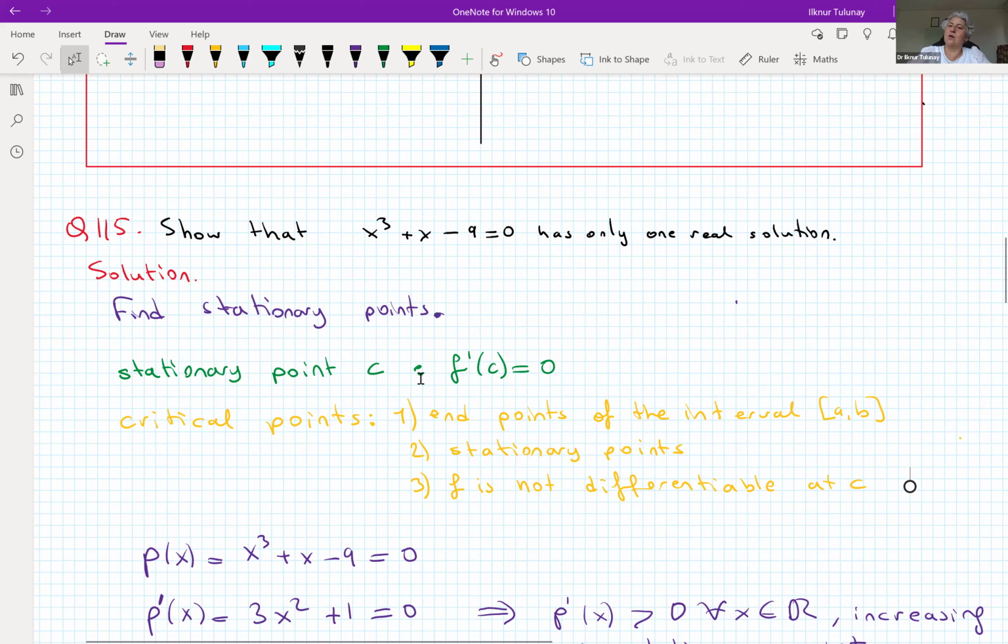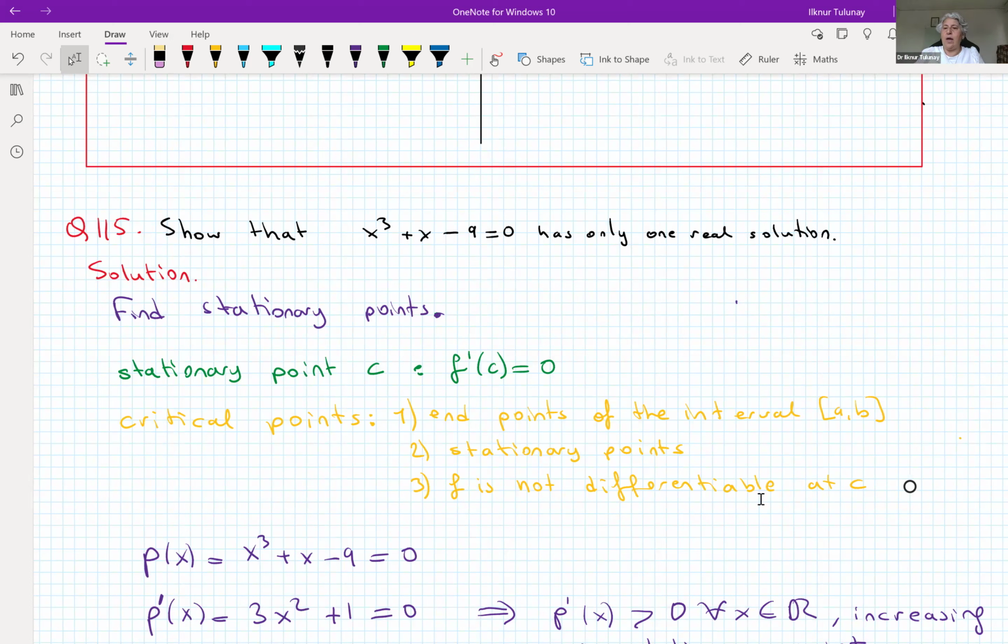All stationary points are also critical points. But there exist differences between a critical point and a stationary point. Critical points could be the end points of the interval. Stationary points are critical points, and the points where the function is not differentiable are also critical points. For this question now, we need stationary points.